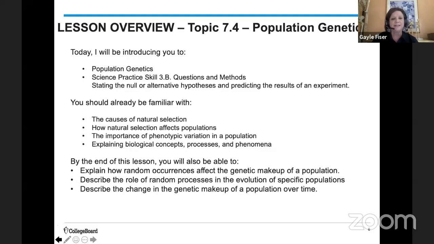By the end of this lesson, you'll also be able to explain how random occurrences affect the genetic makeup of a population, describe the role of random processes in the evolution of specific populations, and describe the change in the genetic makeup of a population over time.